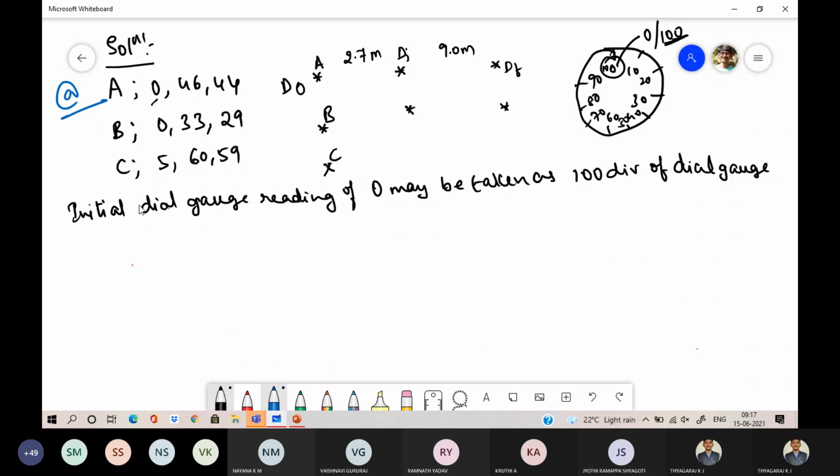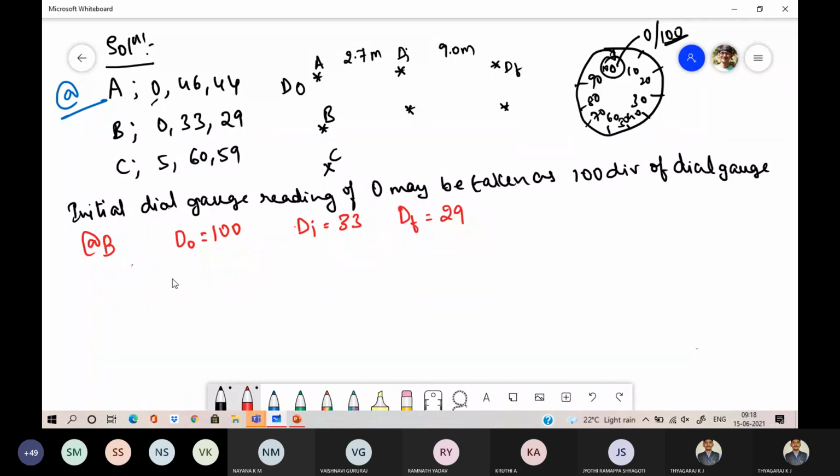Next is at point B. At B, what is the D naught? D naught is 100. DI is 33. DF is 29. Now first check whether we have to apply the leg correction or not.